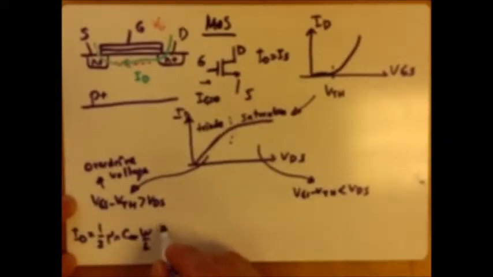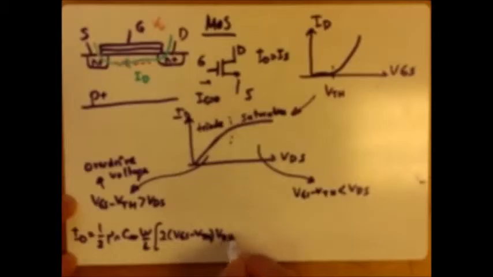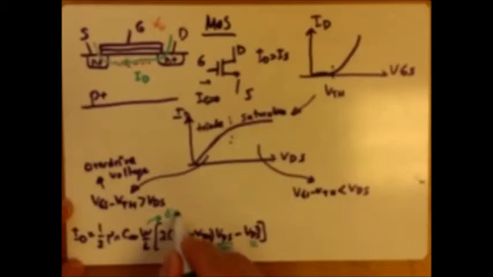And the current equation for the triode region would be a function of not only the transistor's gate source voltage, but also drain source voltage. So drain source and also gate source voltage. W over L are your transistor's dimensions, width and length, and this is process specific parameters.